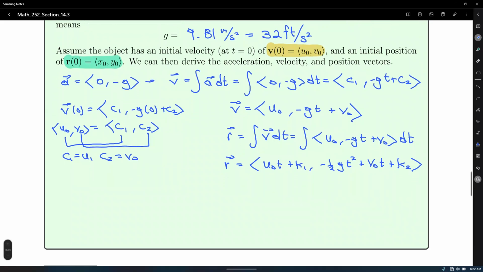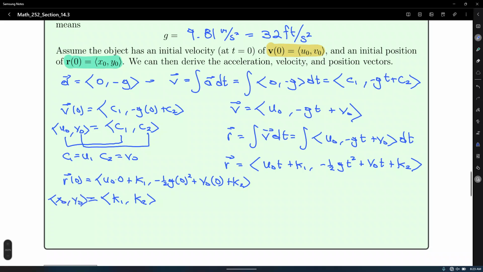So again, I'm going to set, no, it's not V, it's R of 0 equals, I'm going to substitute, u0 times 0 plus k1, comma, negative 1/2 g times 0 squared plus v0 times 0 plus k2. Simplifying all this, 0 plus k1 is k1, and then 0, 0, k2, and that equals the initial position vector, x0, y0.